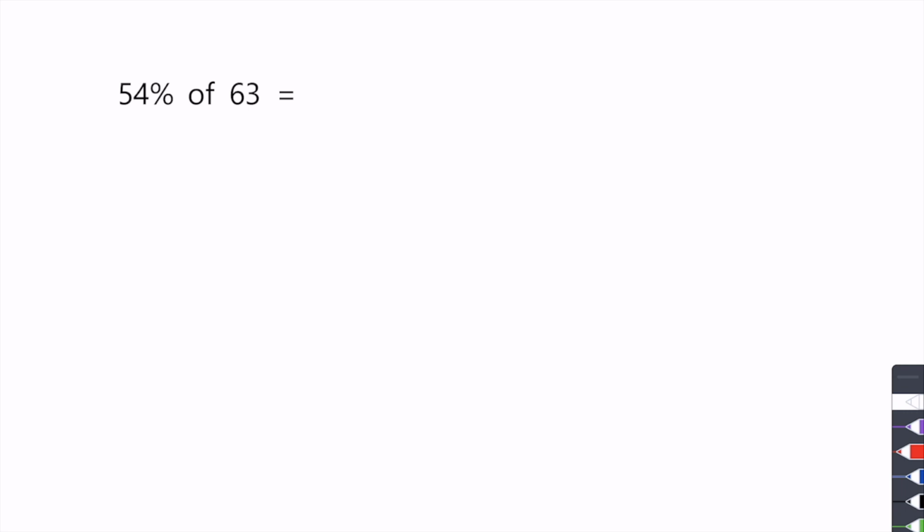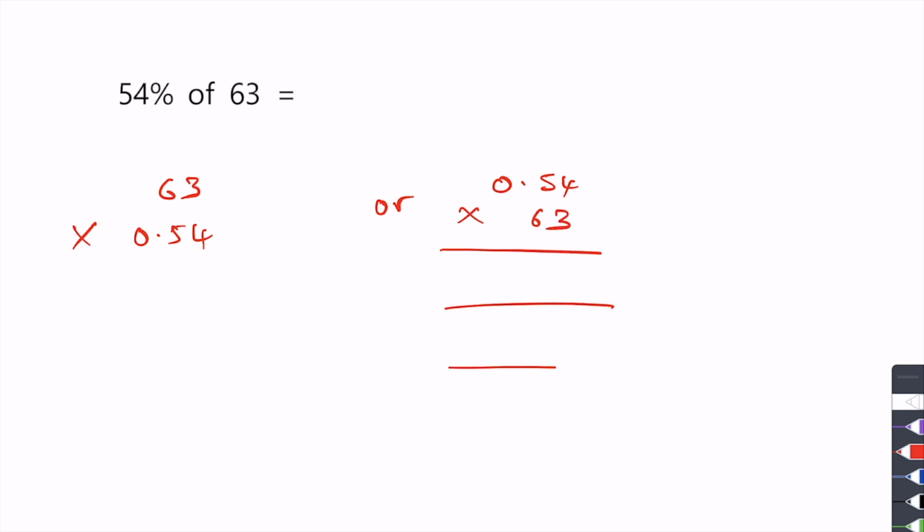Okay, let's see how to do this one. So we know that we're multiplying by 0.54 because 54% divided by 100, move the decimal point 2 places to the left, gives us 0.54. Now, I can either do 63 times 0.54, or I can do 0.54 times 63. I'm going to choose the one on the right.